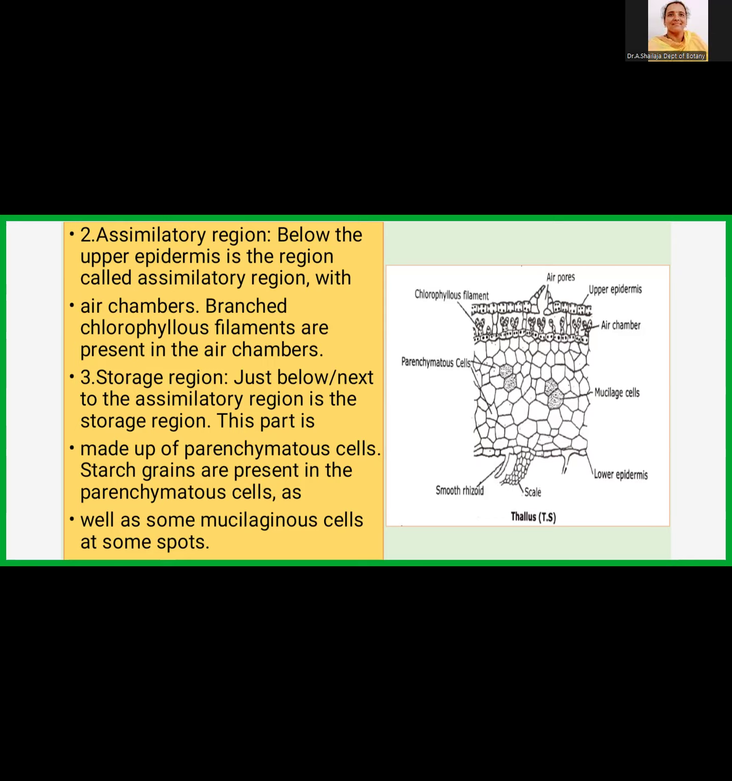In the type study, what will we do? Habit, habitat, structures, then thallus internal structure, and then reproduction and the life cycle, the heteromorphic alternation of generations. We saw these in the general characters of bryophytes, and now we are seeing all these characters in the type study. Is it clear now? Yes, ma'am.